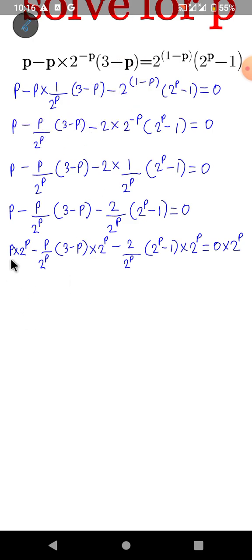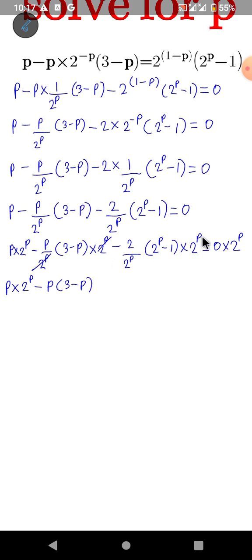Now here will become P multiplied by 2 raised to the power of P. Then this 2 raised to the power of P, we divide this since they are the same. So we are left with just minus P, open bracket, 3 minus P.